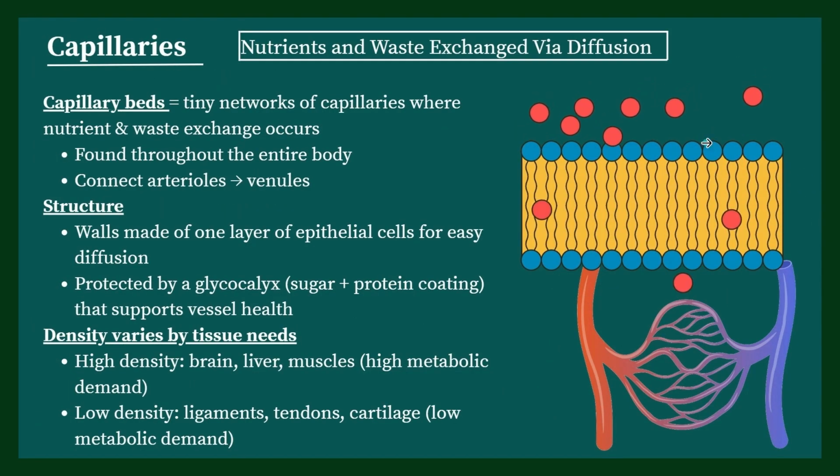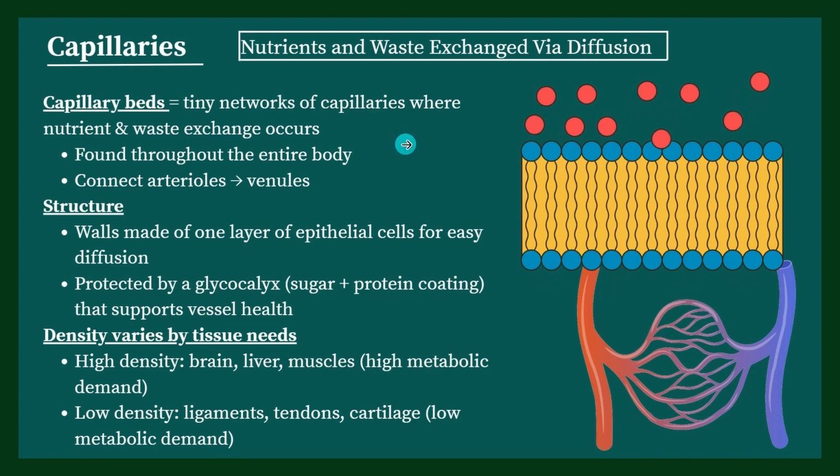All right, capillaries are tiny. Capillary beds are where nutrient and waste exchange happens via diffusion. So here's a little example of what diffusion looks like. That just means that the stuff that needs to go in or out of the capillary does so by diffusing through the cell membrane. Capillary beds are tiny networks of capillaries where nutrient and waste exchange occurs. I'm going to be talking about this whole topic some more in a future circulatory system video, so watch out for that. I will be going in depth about that.